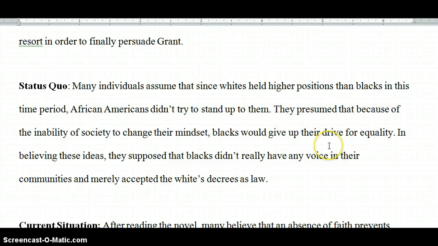This talks about how whites were driven down, and many people believe that they accepted their inequality, and this is really well put. This would be a really good status quo. Not too short, not too long. It's enough information to evolve into the shift.